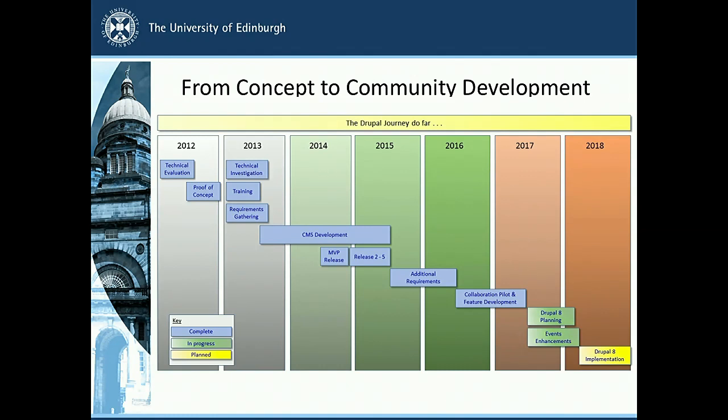At the end of 2014, we released our minimum viable product, and went on to release another four releases in total. Then in 2015, we launched the full client, and by that point had migrated all the 390 sites from the previous system over to Drupal. We've then gone on with two projects, each lasting a year, one with additional requirements, putting extra features into the system. And last year, we started on a collaboration pilot with some additional feature development.